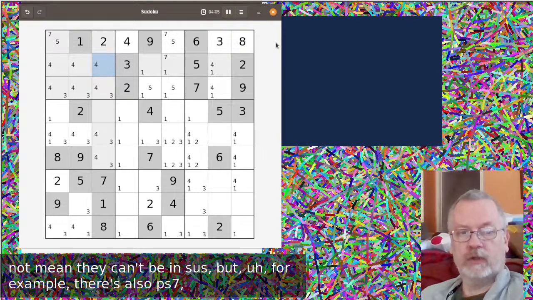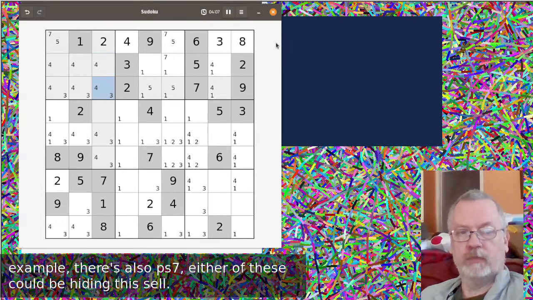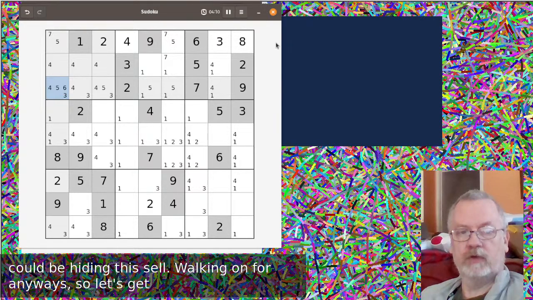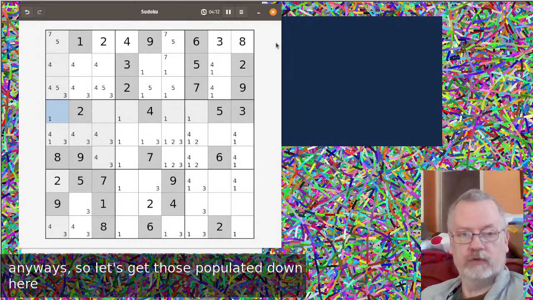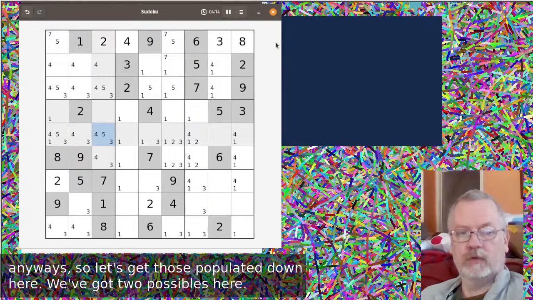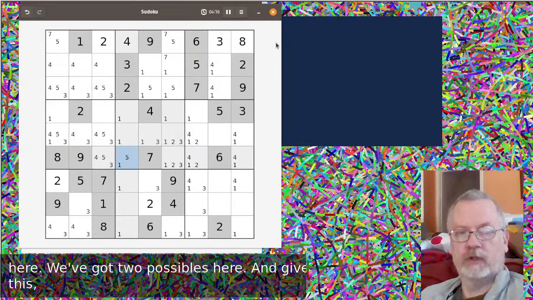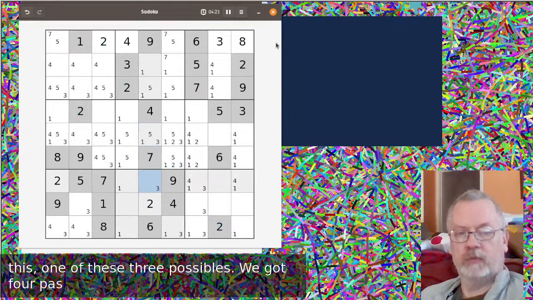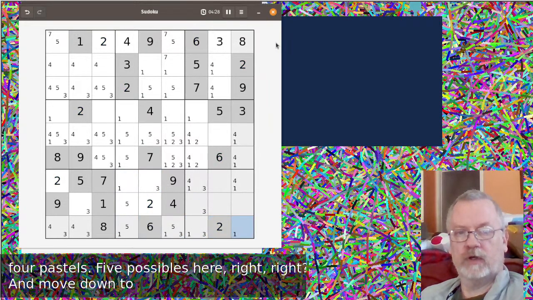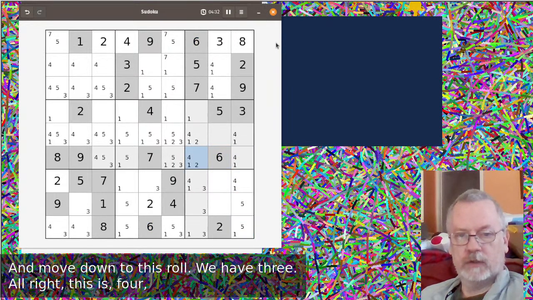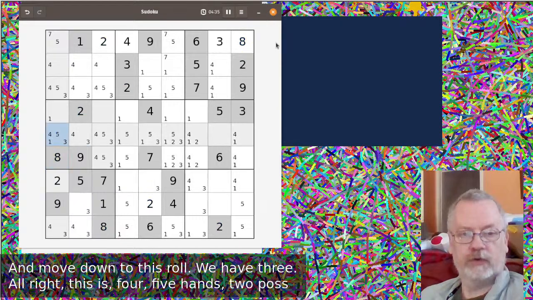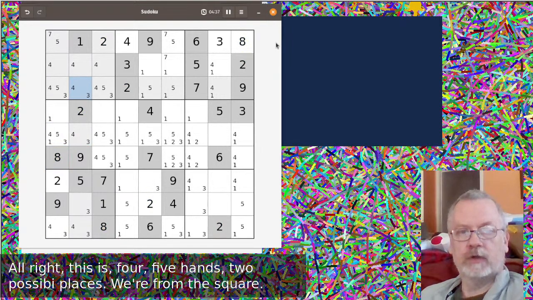We're working on 5s anyway, so let's get those populated down here. We've got 2 possibles here. Leave the 6 out for the moment. These 3 possibles, 4 possibles, 5 possibles here it looks like. And then we move down into this row where we've got 3 possible places for 5 and 2 possible places. And do we have anything else? Nothing else looking vacant at this point.